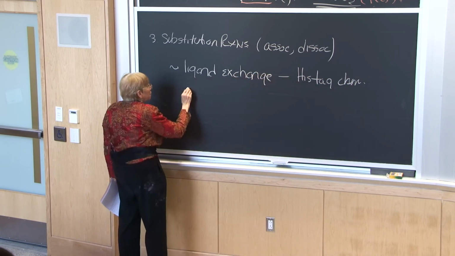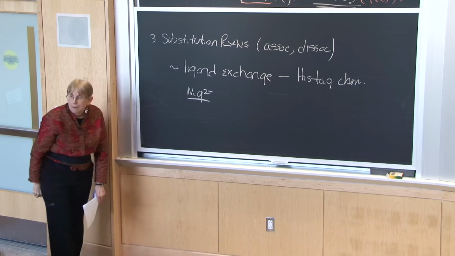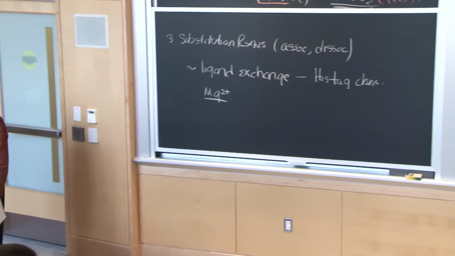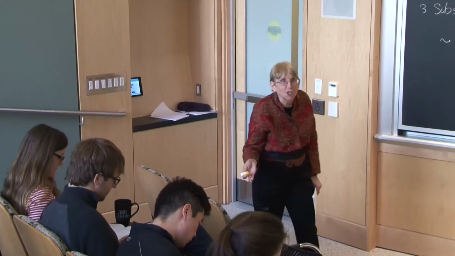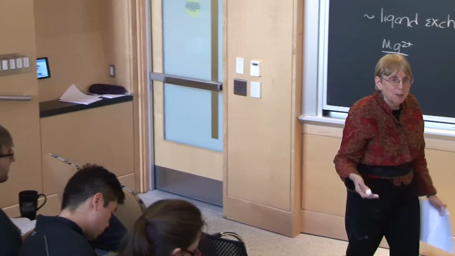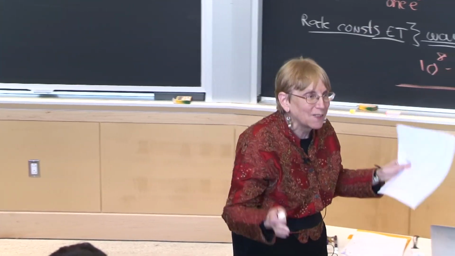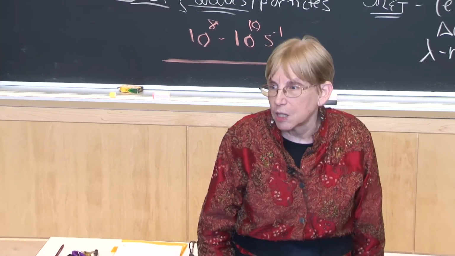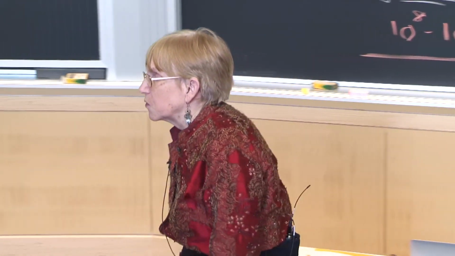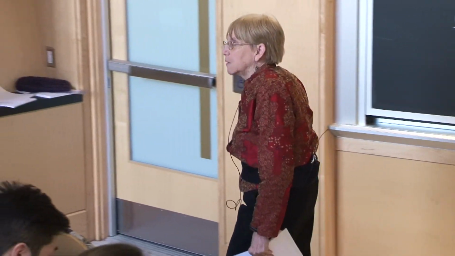Another example that you've seen is magnesium. What are the rate constants for ligand exchange with magnesium? Where do we see magnesium in biology? I'm spending too much time on this, but I actually think this is incredibly important. If you take home a few of these basic reactions, this is all you really need to know to deal with metals in biological systems. Where do you find magnesium? You find it all over.